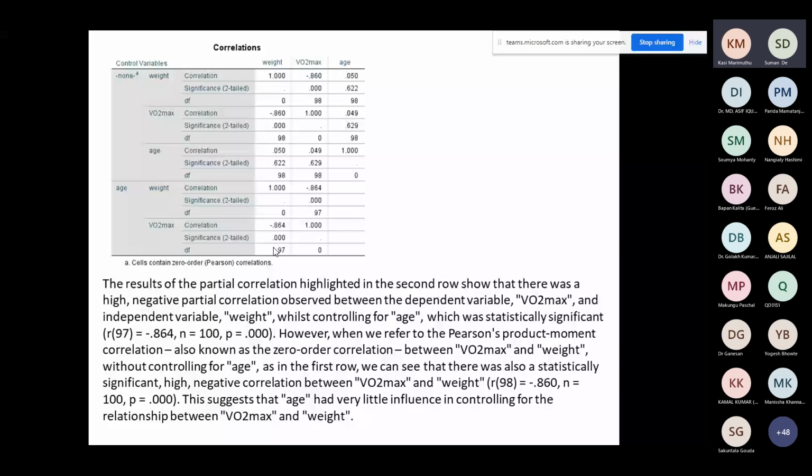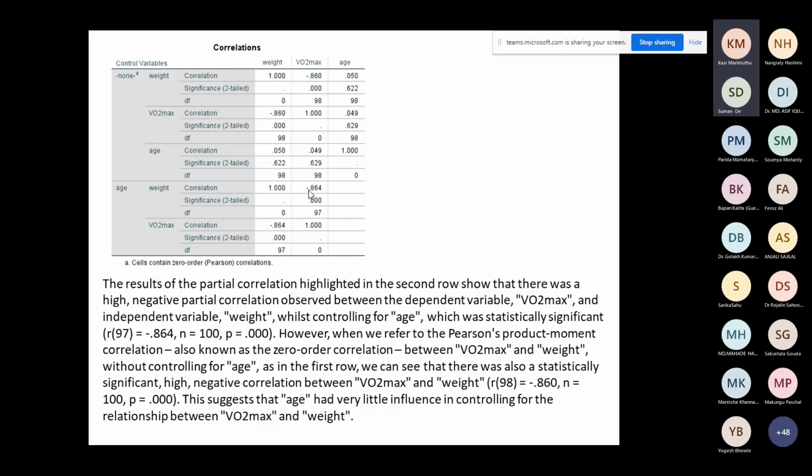The result of the partial correlation is highlighted in this second row. The first row is without age, the second row is with age. So weight and VO2 max, how much are they related? What kind of relationship? Strongly negative correlation, meaning as weight increases, the aerobic capacity, VO2 max, decreases. But controlling for age, we see whether age influences them.